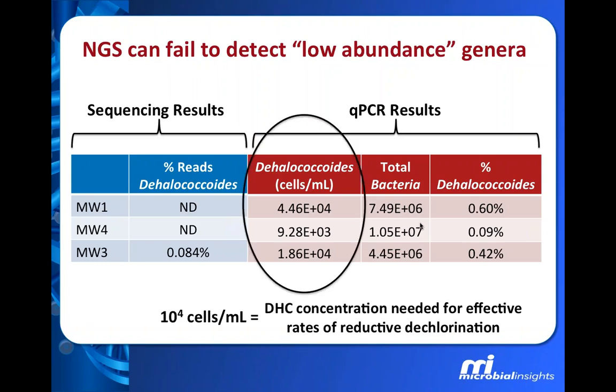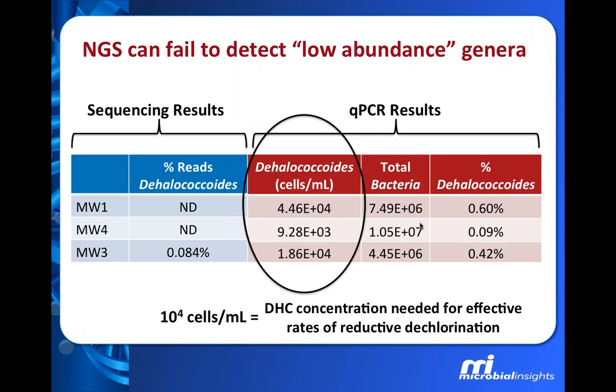NGS can fail to detect low abundance genera. And I know it's hard to think of 10 to the 4 as low abundance, but we're talking about orders of magnitude here. We're looking at total bacterial concentrations that are much higher. So when we look at the relative abundance of Dehalococcoides, we're talking about less than 1% of our microbial community. So unfortunately, that just got missed in our next generation sequencing. And that's just the way it is.